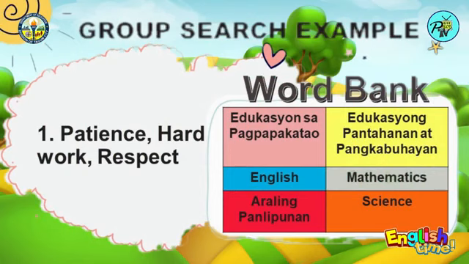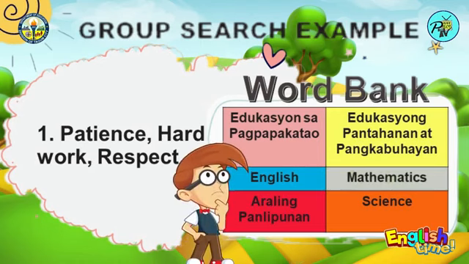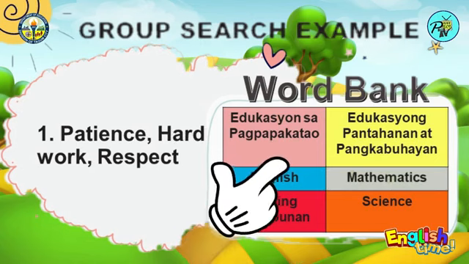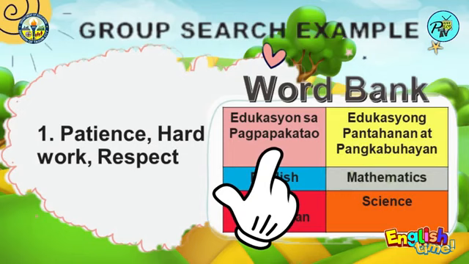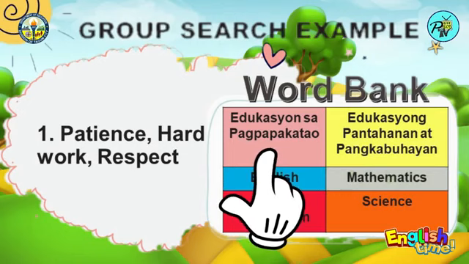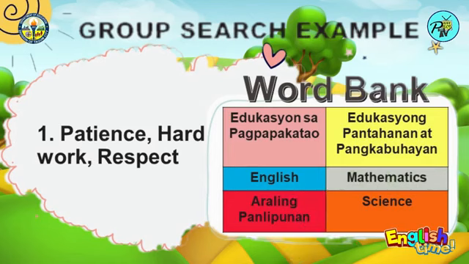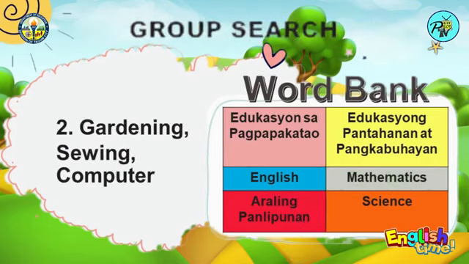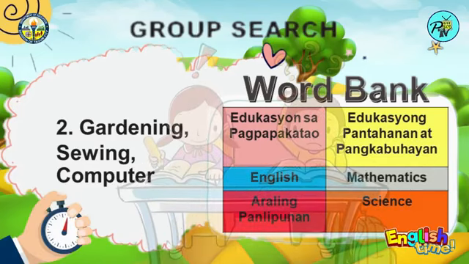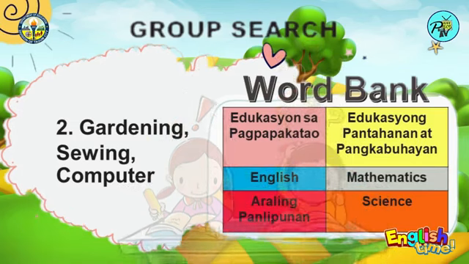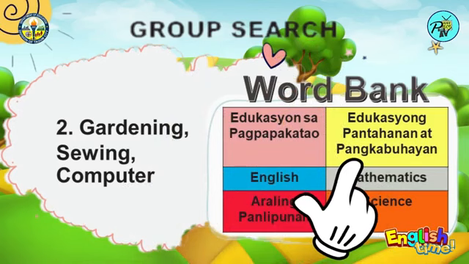Here's an example. Number 1. Patience, hard work, respect. What do you think is the answer? The answer is edukasyon sa pagpapakatao. This time, it's your turn. Number 2. Gardening, sewing, computer. What do you think is the answer? The answer is edukasyong pantahanan at pangkabuhayan.